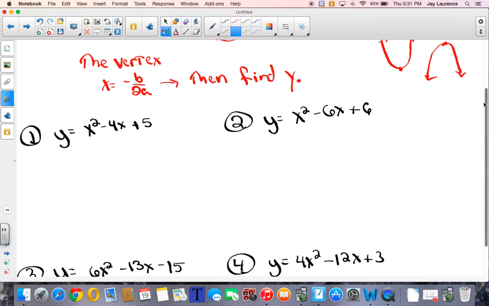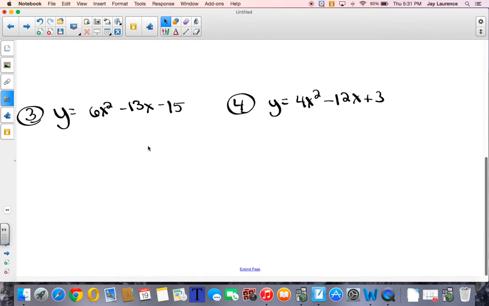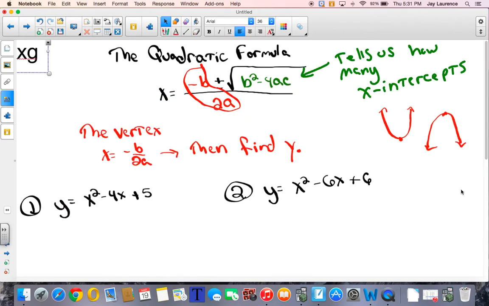Now, to find the vertex, there's two steps to it. The first step is to find the x-coordinate. Who'd have thunk of that? And then the second part is to find the y-coordinate. Oh my gosh, that's crazy.